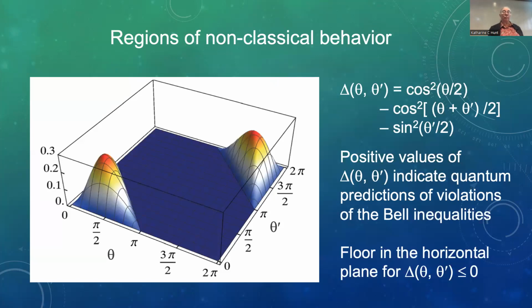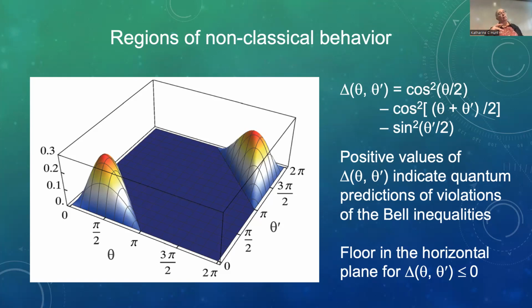So I wanted to show a diagram for choices of theta and theta prime, where you get non-classical, quantum behavior as opposed to classical behavior. I put in a floor in the horizontal plane that just cuts out all the regions of classical behavior, so that we can focus on the places where the Bell inequalities are going to be violated.